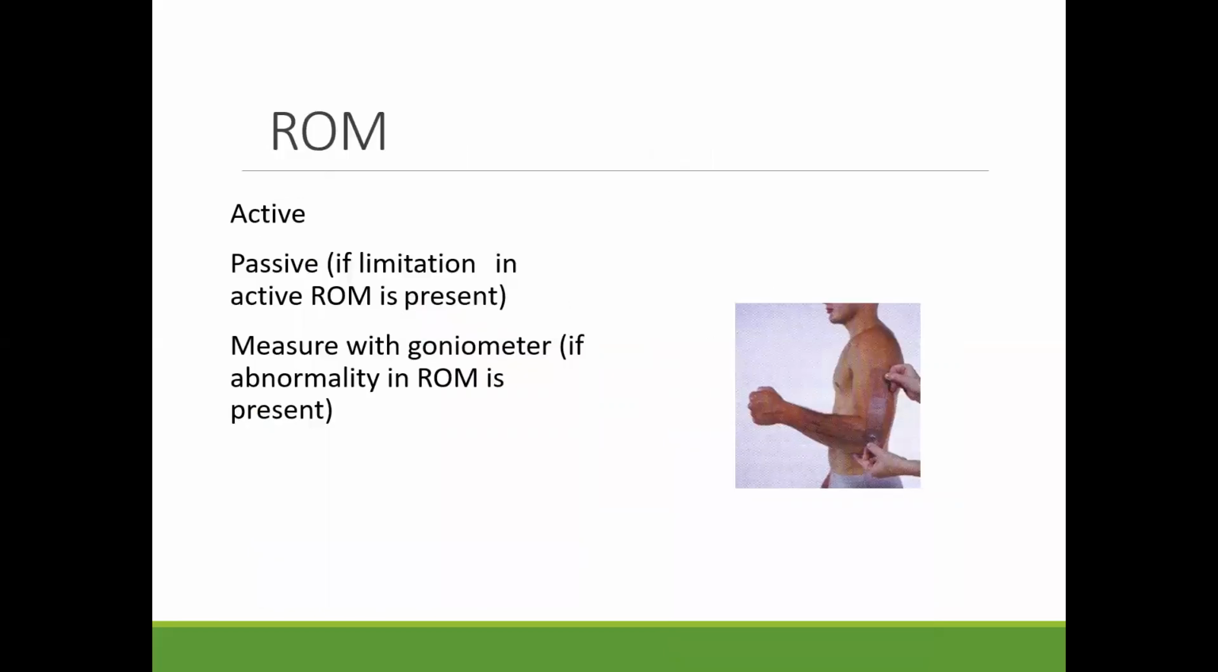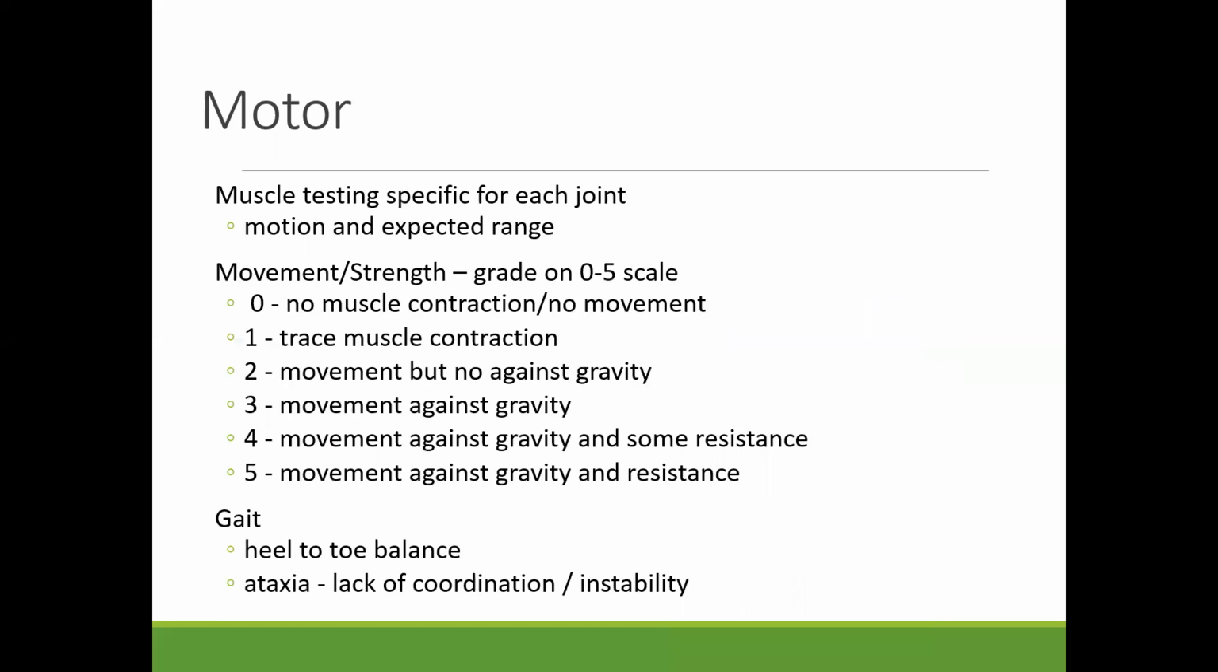Range of motion, you have your active, which means they can do it themselves. Passive range of motion is when we provide the movement. We never go past the point of resistance or pain. If you are doing range of motion on a joint, you don't want to force it. That's not something that we do. Measures with the goniometer, if abnormality is present, physical therapy is going to do that, unless you're working with physical therapy.